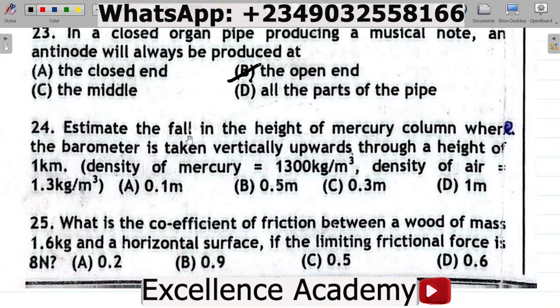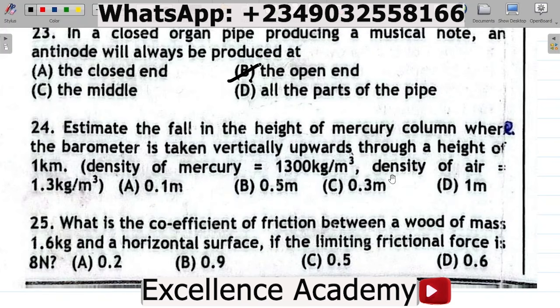Question 24 says, estimate the fall in the height of mercury column where the barometer is taken vertically upwards through a height of 1 kilometer. You're given the density of mercury as 1,300 kilogram per meter cube and the density of air to be 1.3 kilogram per meter cube. Option A, 0.1 meters. Option B, 0.5 meters. Option C, 0.3 meters. Option D, 1 meter.